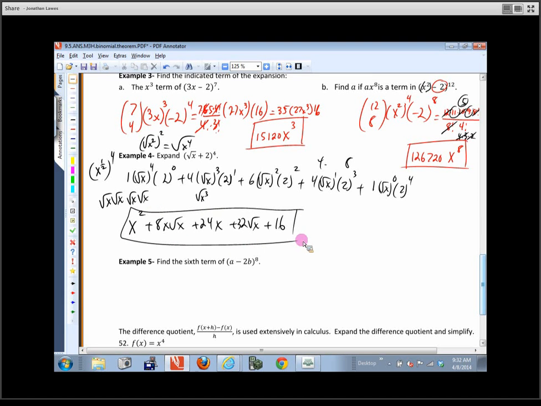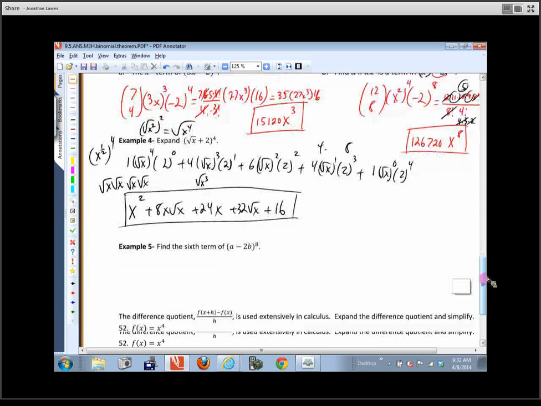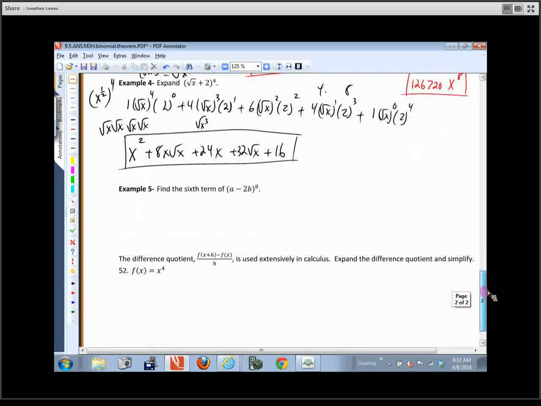There we go. Okay, now what's interesting about this is it's still in descending order. This is x to the second. This is x to the 3/2, x to the 1.5. This is x to the first. This is x to the 1/2, and that's x to the 0. Nice descending pattern, just like you're always going to see with these. Okay, any questions?